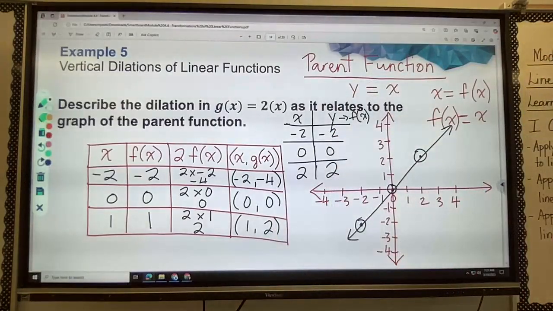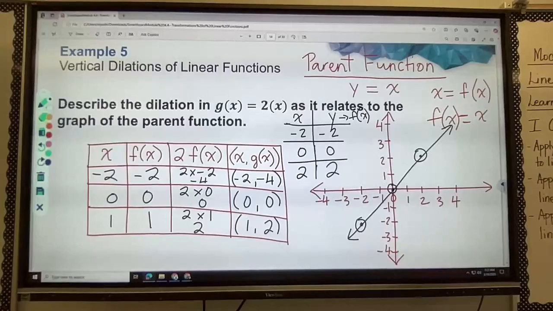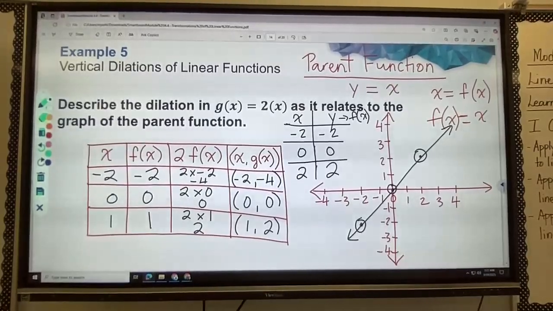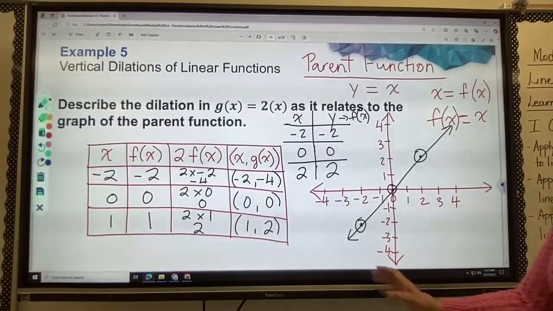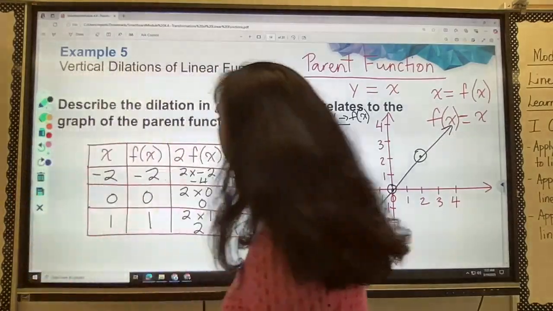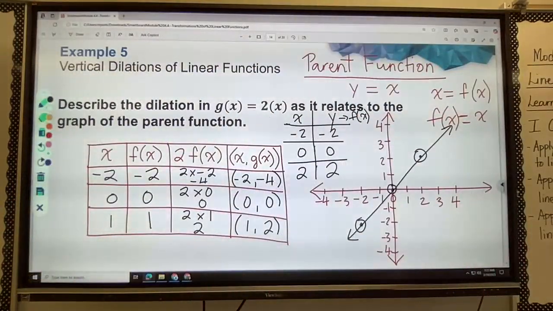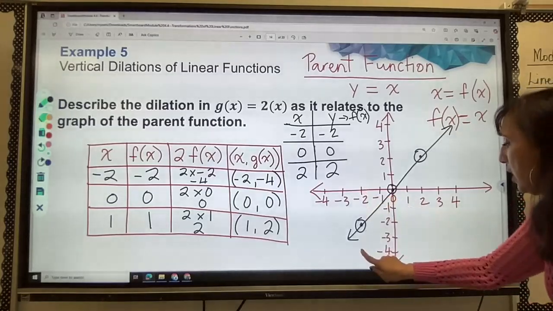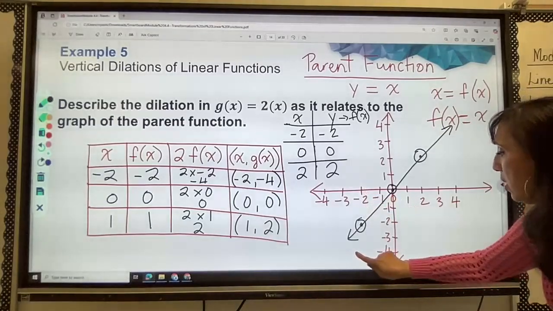Right? And so now I am going to graph this. So we can see, let me take a different color. Let's say I use green. And I'm going to graph x and g of x. So -2, -4. Here's -2, here is -4.